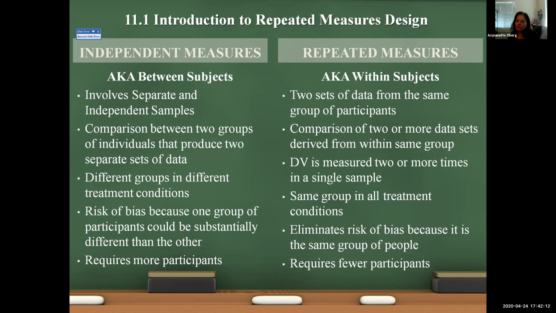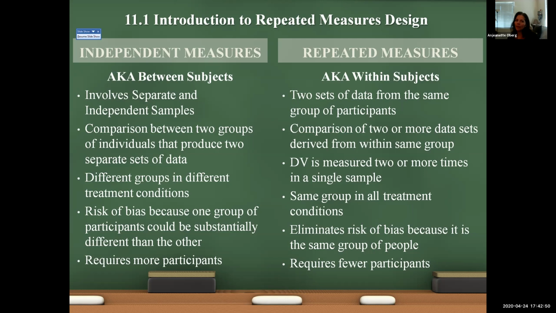So independent measures, again, covers a between subjects design, different people in different groups. So you're comparing two groups of individuals. Both groups are separate and distinct individuals, producing two separate and distinct sets of data, and we're focusing on mean differences. In a repeated measures or within subjects design, you have the same people in both groups being measured repeatedly, in this case twice because it's a t-test.